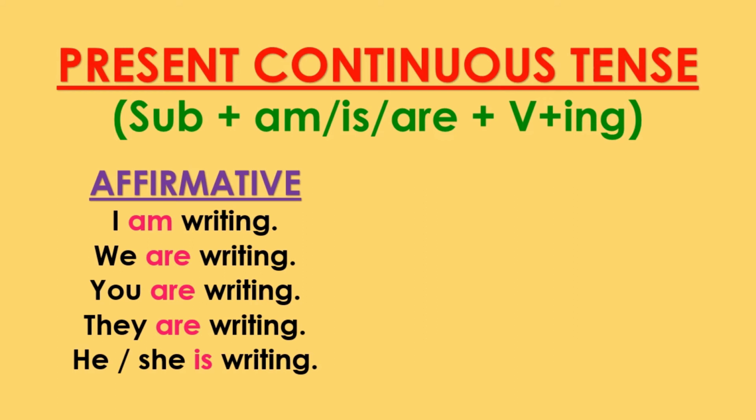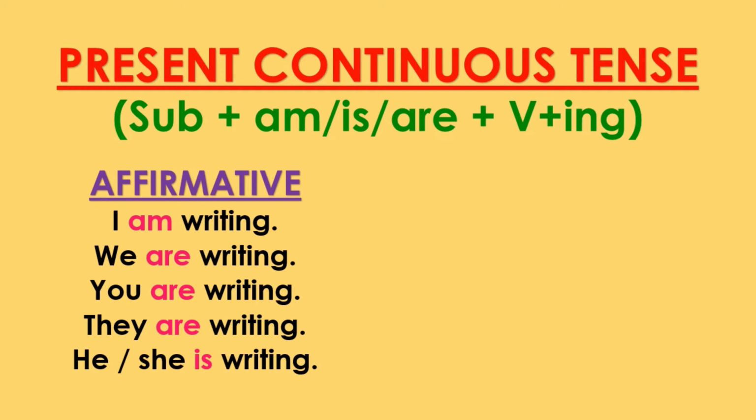The second sentence, we are writing. In case of second person singular or plural, it is you are writing. Then in case of third person plural, it is they are writing. And finally, in case of third person singular, it will be is. As we all know that we always use is after he or she or it. So in this way, we construct sentences in present continuous tense.